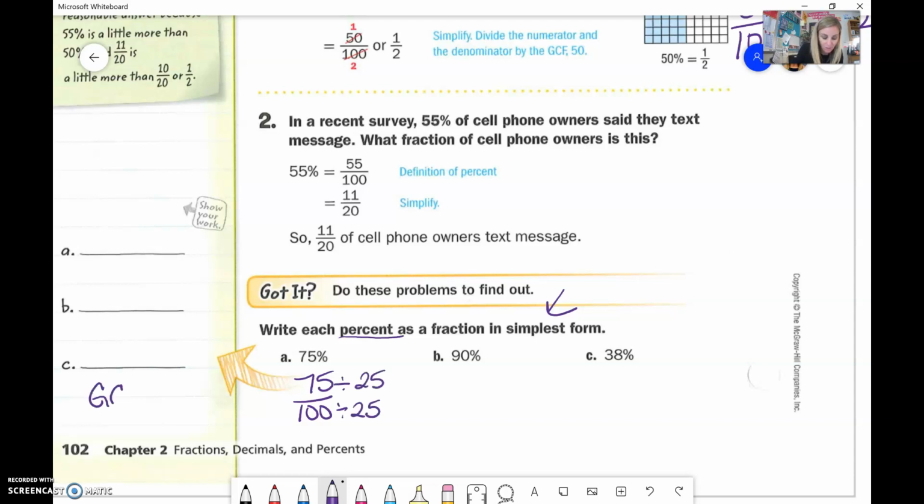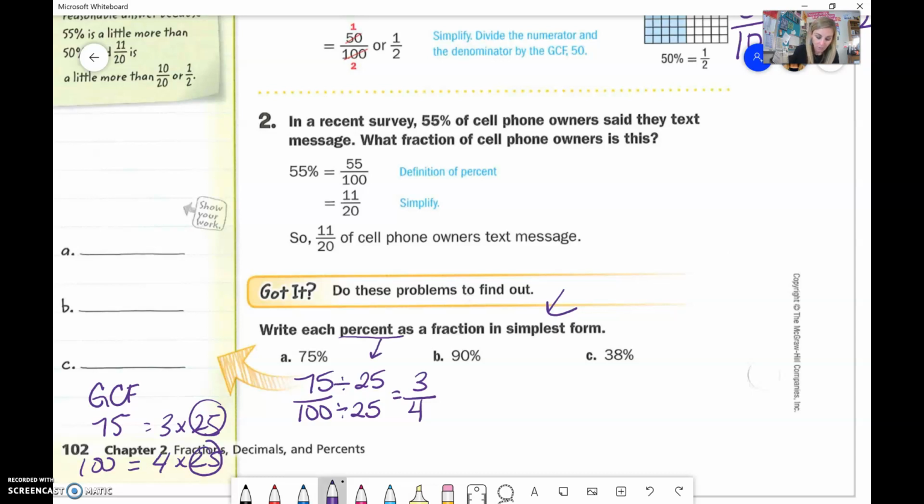If you're not sure, this is where you come over here and you write your GCF. So the numbers you can multiply together to get 75, and we know that that is 3 and 25, and then for 100, we know if we take 4 times 25, you would realize that 25 is the greatest common factor. So we're going to divide 75 divided by 25, which is 3, and then 100 divided by 25 is 4. Now, let's say, whoa, Mrs. Horner, what if I didn't know that that greatest common factor was 25?